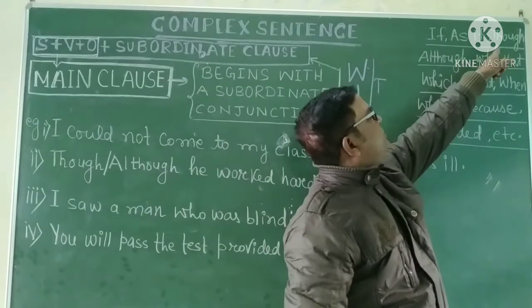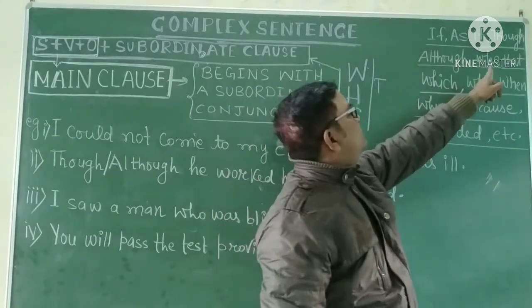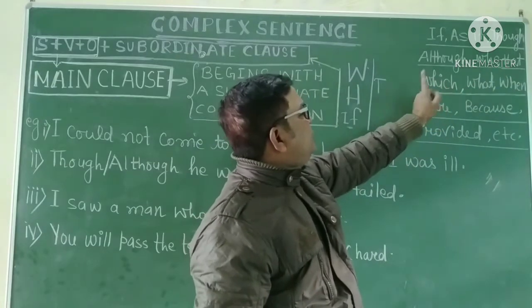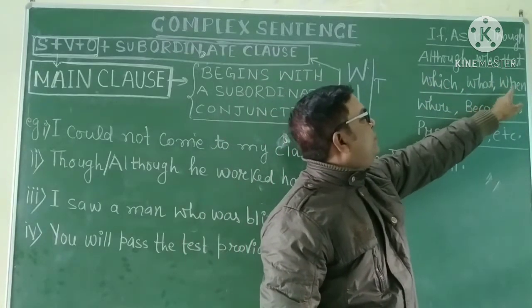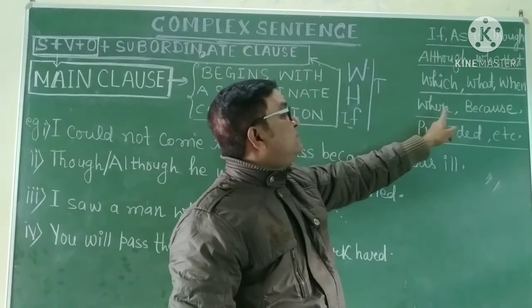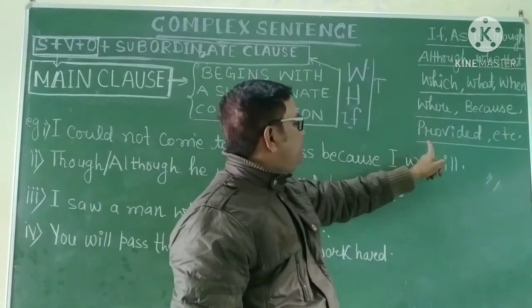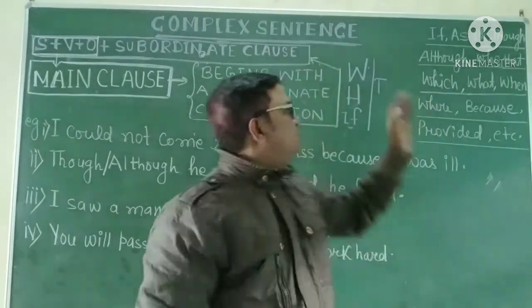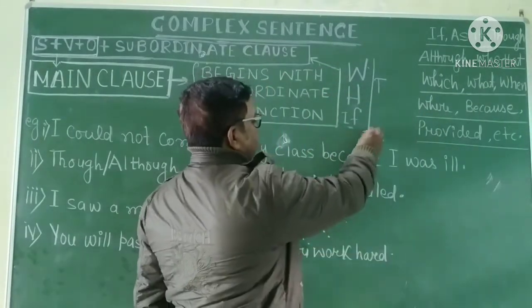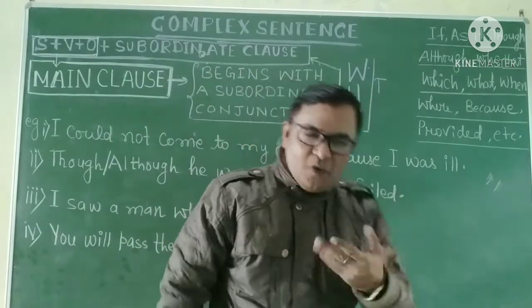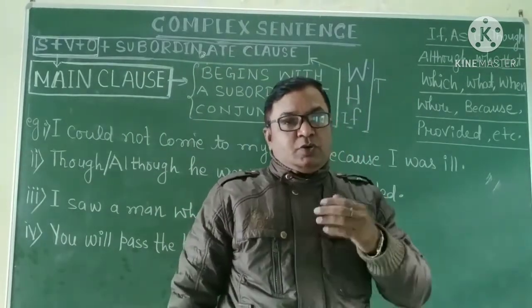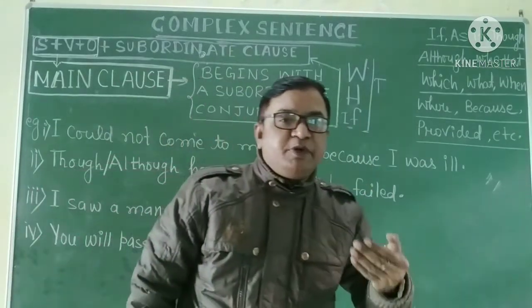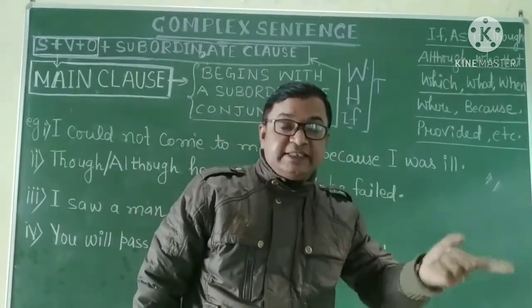It is T for though, although, W for who, T for that, W for which, W for what, W for when, W for where, because, provided, etc. So whatever the conjunctions are there, these are the subordinate conjunctions. They will start with W, H, or T. Okay, now here I am with some examples which will help you a lot to identify whether the sentence is complex or not.